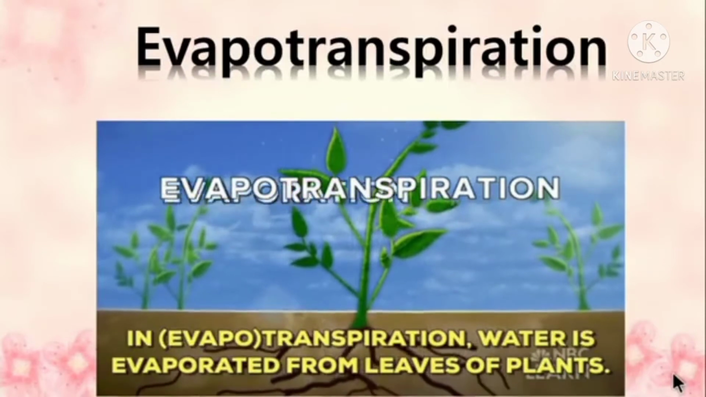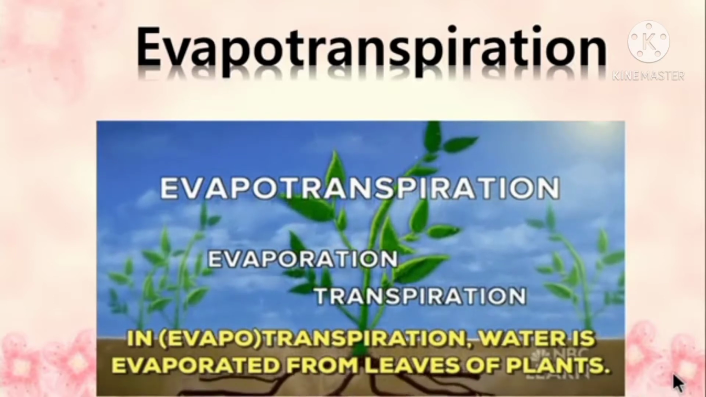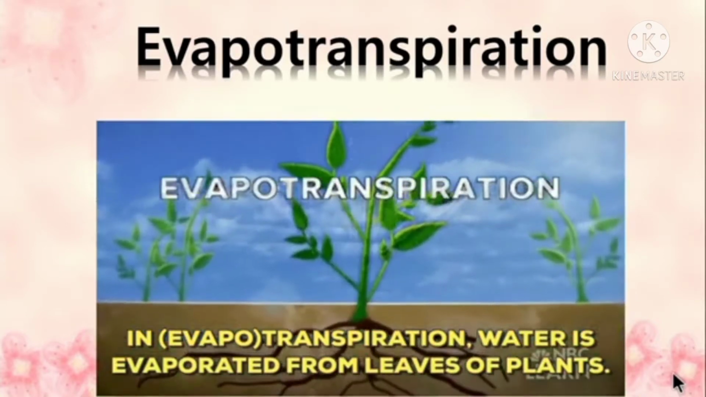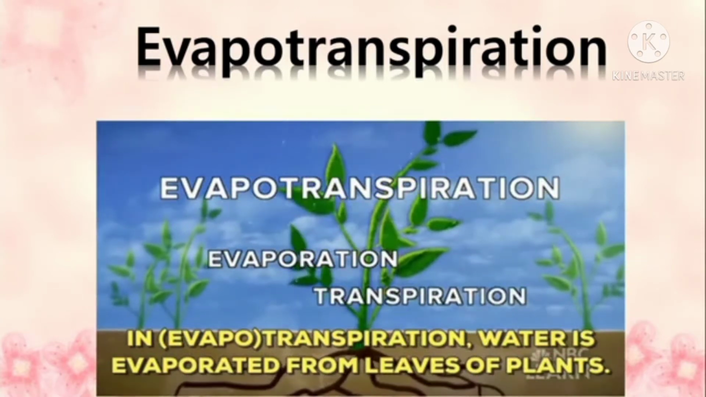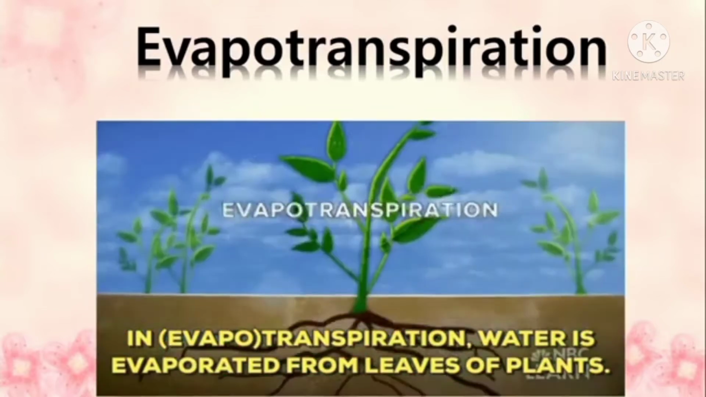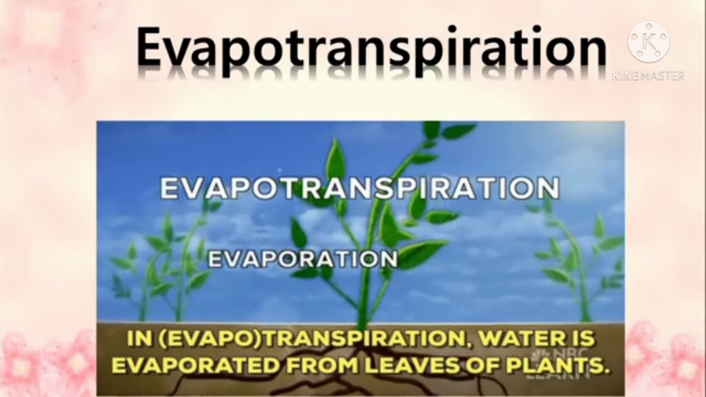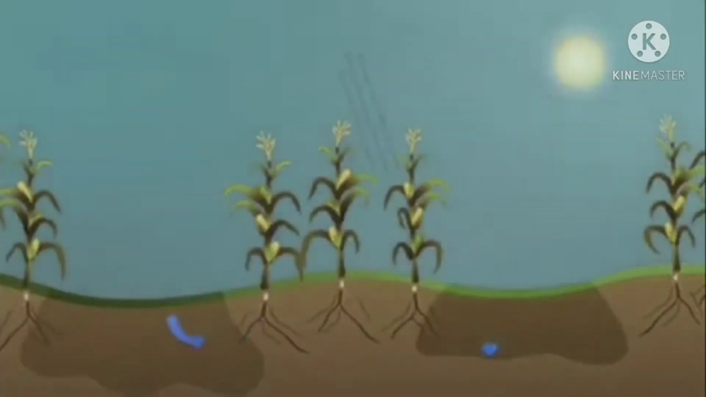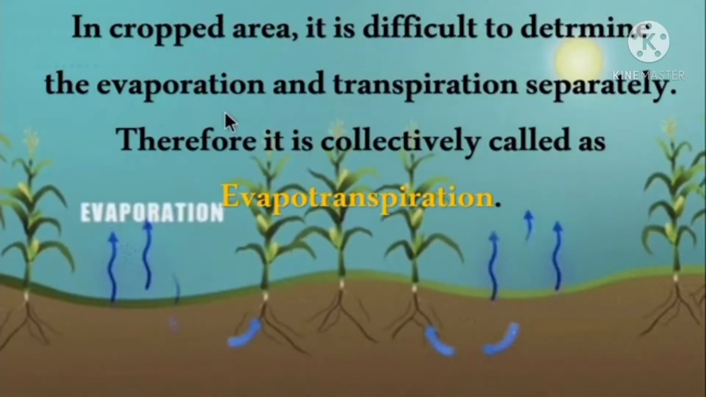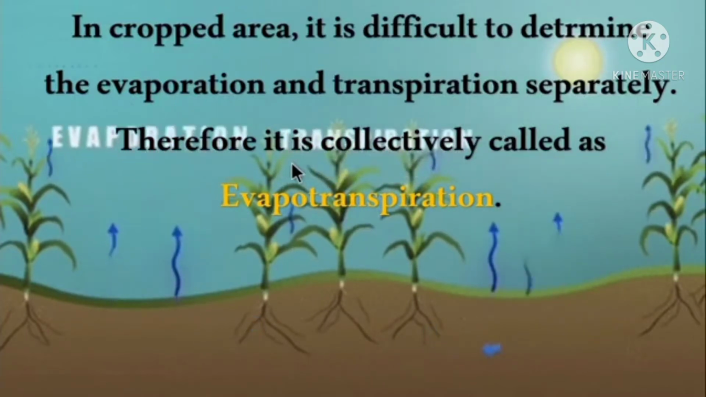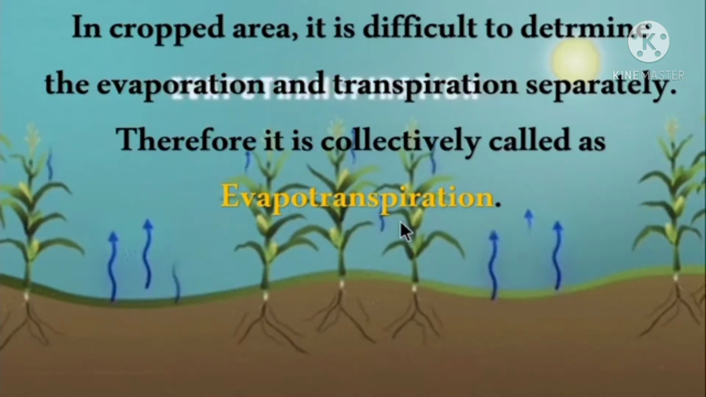What is evapotranspiration? It is the total loss of water from the surface water bodies and transpiration from the vegetation. In transpiration, water is evaporated from the leaves of plants. In a cropped or agricultural area, it is difficult to determine the evaporation and transpiration separately. Therefore, it is collectively called evapotranspiration.